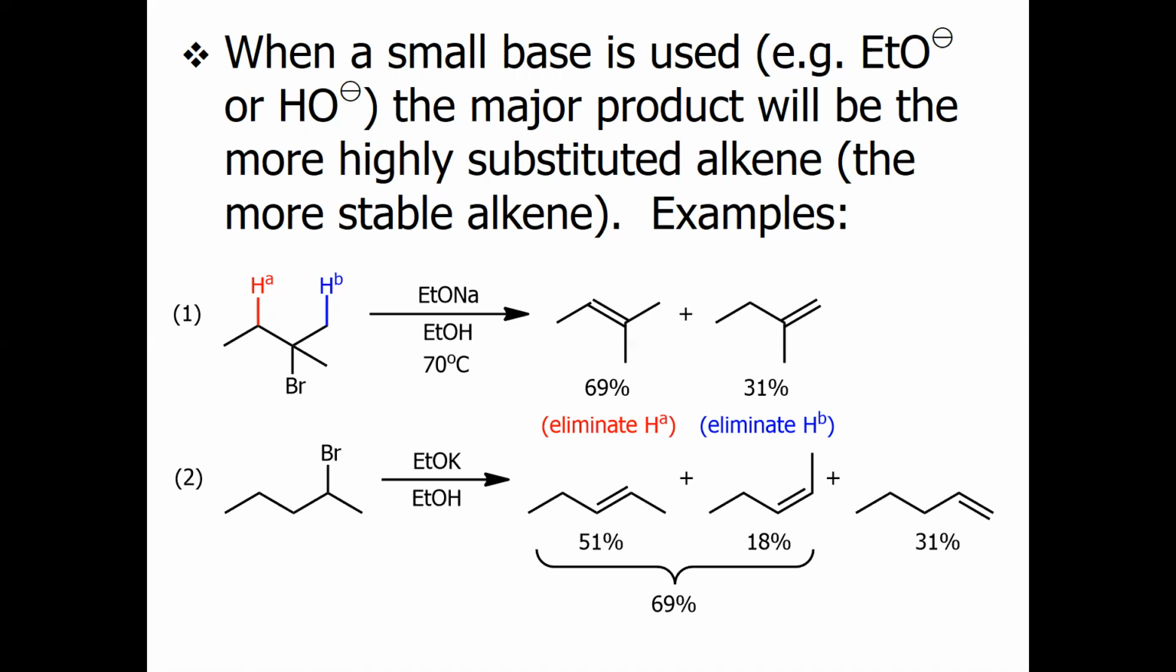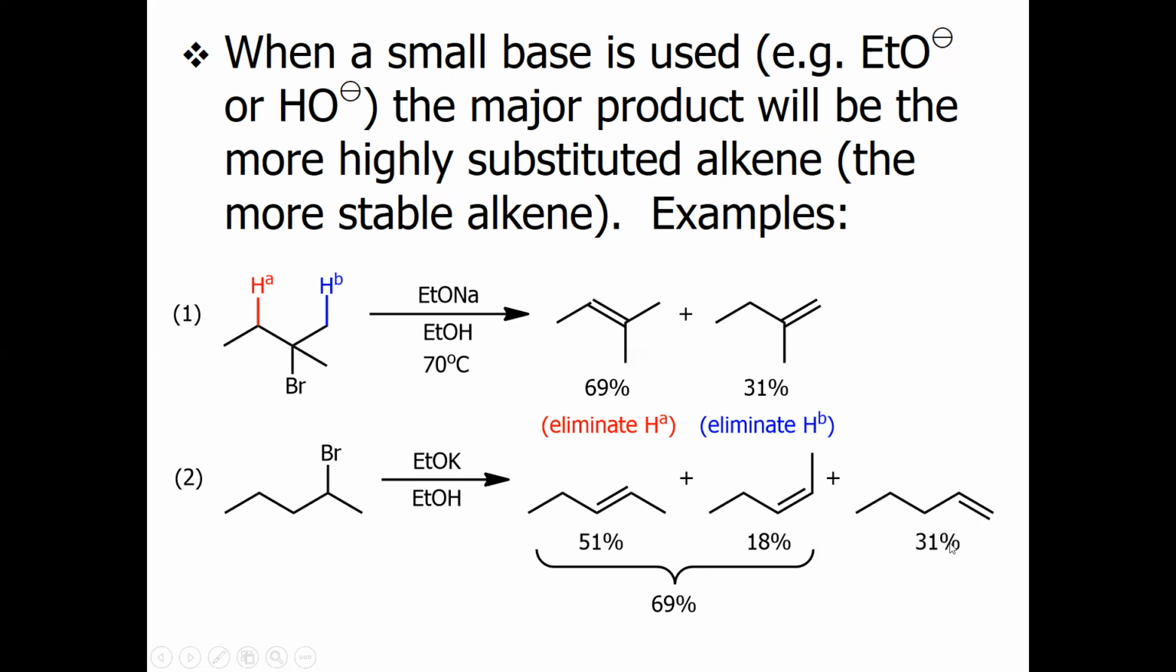Okay, one more example. This is 2-bromopentane. Now, what happens once you use the strong base? Of course, this CH3 and this CH2 are two different types of beta hydrogen. Once the proton is removed from this one, you will have a mixture of cis and trans alkene. Both are 2-pentene. 51% you have a trans alkene, one hydrogen up, one hydrogen down, and 18% you have a cis alkene.